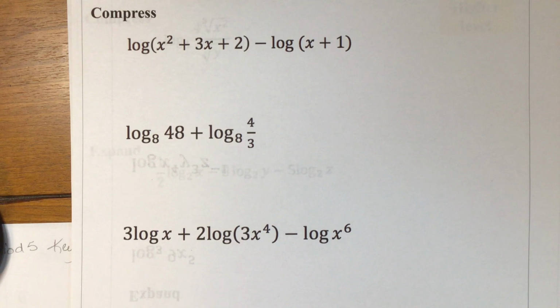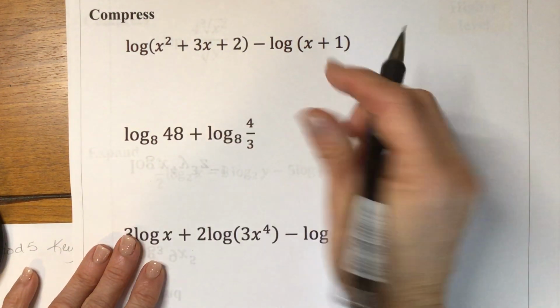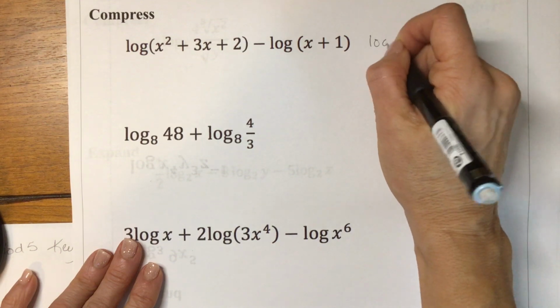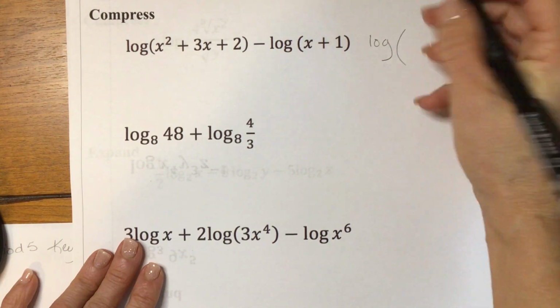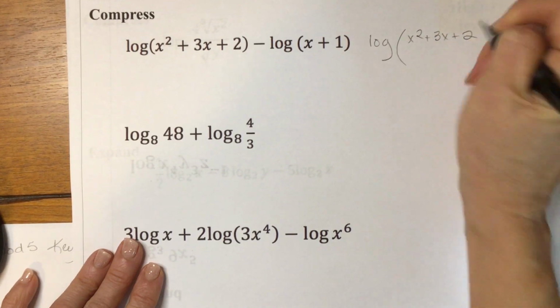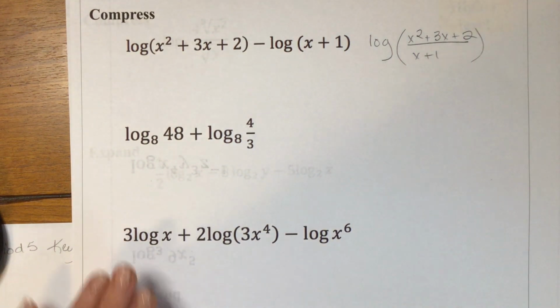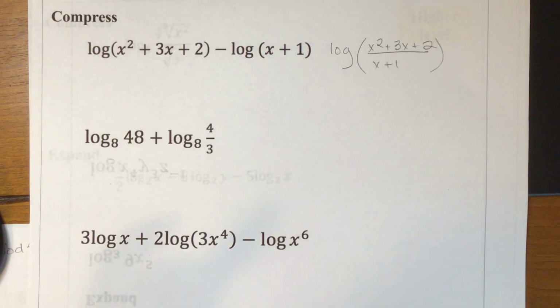All right, so hopefully you had a moment to look at these. If you look at the first one, remember subtraction means division. So in my first step this becomes log of (x squared plus 3x plus 2) all over (x plus 1). That's my first step. And if you got there, then great, because that's about as far as we really learned in our lesson.